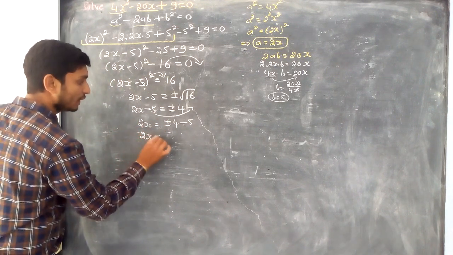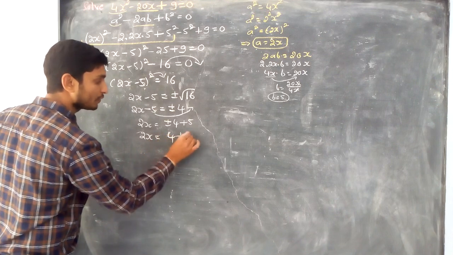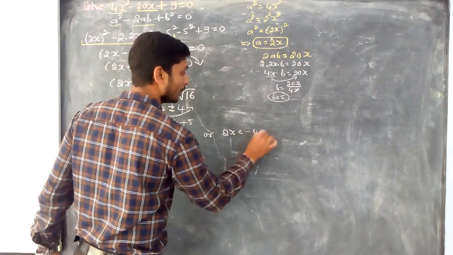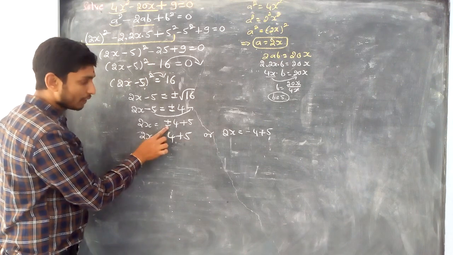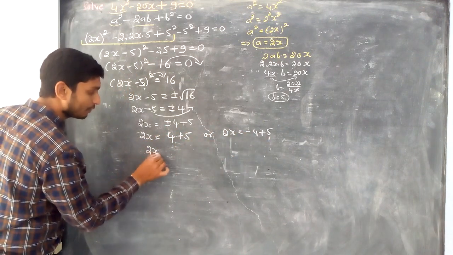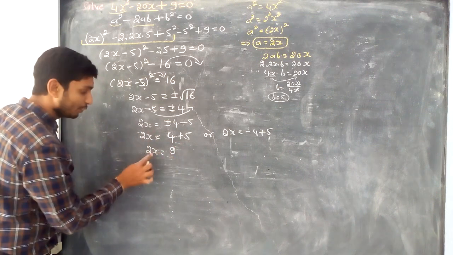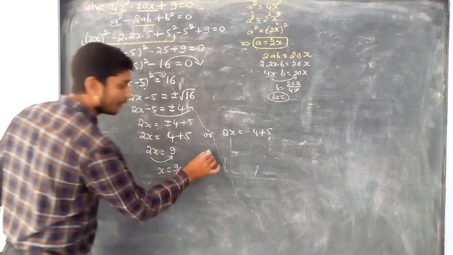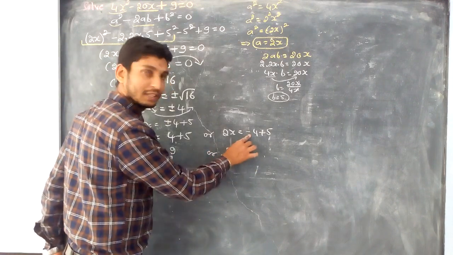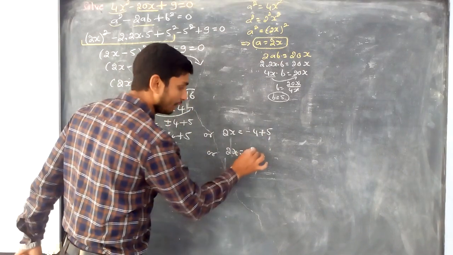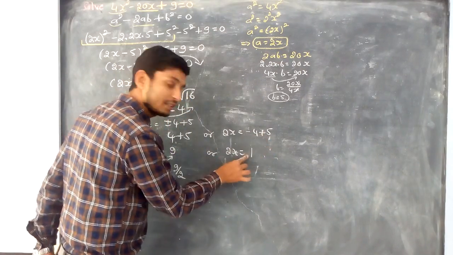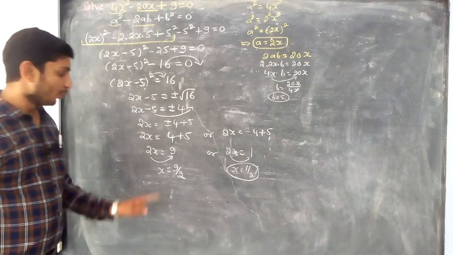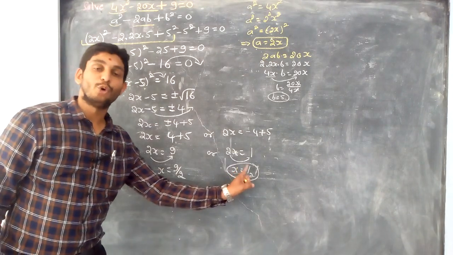2x is equal to, yes, one is plus 4 plus 5, another one is minus 4 plus 5. That is 2x is equal to 4 plus 5, means 9. You need the answer of x, transfer 2 to this side, that is x is equal to 9 by 2. Or 2x is equal to 1: one is minus and there is plus, so you have to subtract, you will get 1, the bigger number is 5, this side is plus. Now transfer 2 to the right side, that is x is equal to 1 by 2. Therefore, what are the roots? One root is 9 by 2, the other root is 1 by 2.